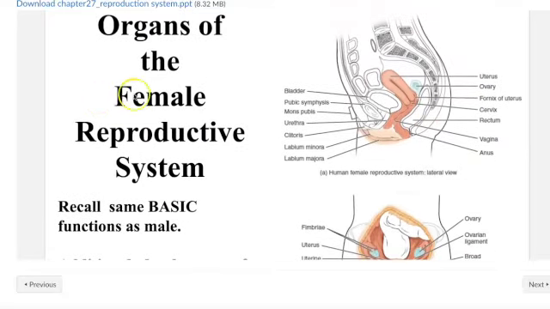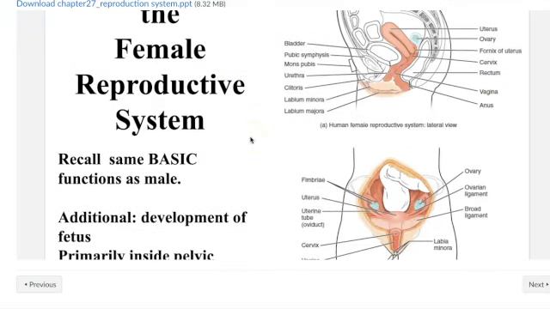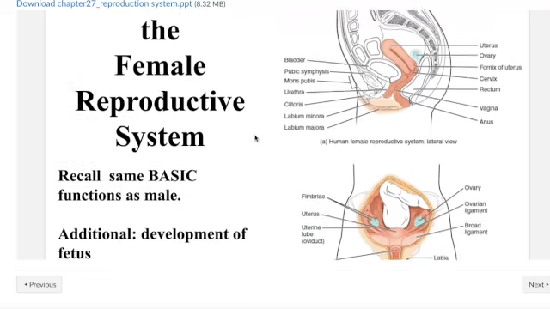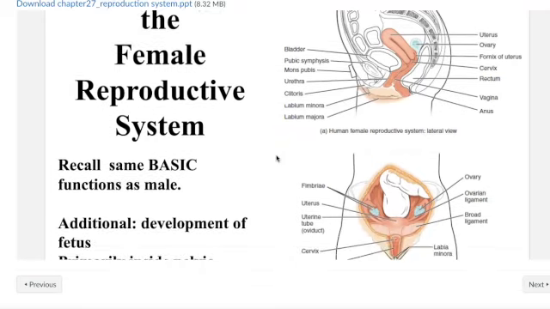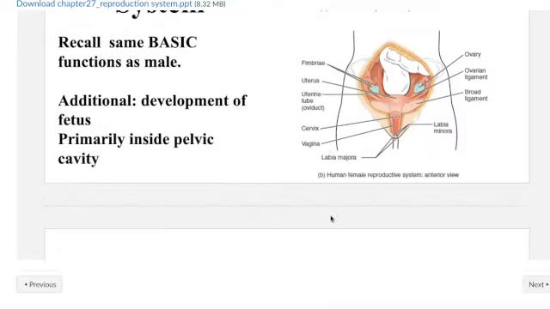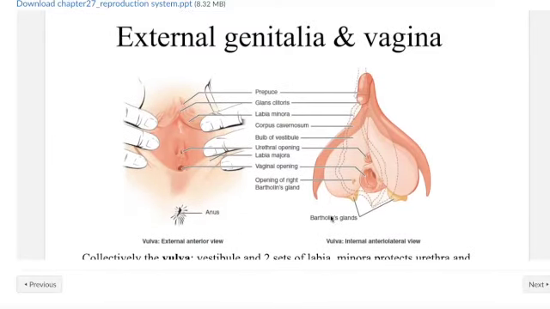So the female reproductive organ is similar to the male reproductive organ, but it has an additional task. Okay, the additional task of developing the fetus, and the organ is mainly internal. Okay, the internal being, instead of testes, it's got ovaries on the inside. So the external genitalia.